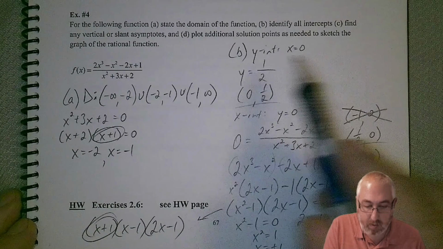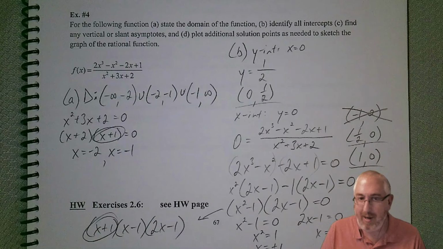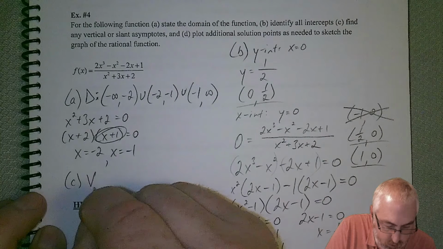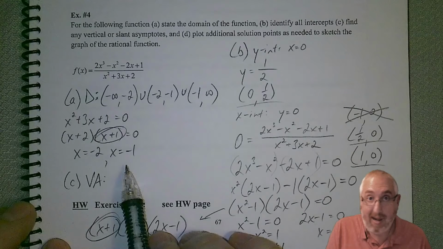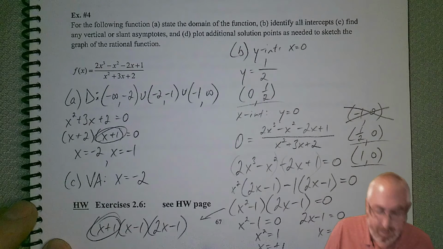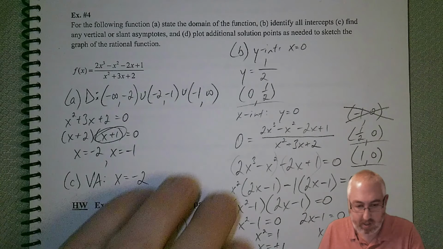Part C is to find those vertical or slant asymptotes. Now, because we have this information about the domain, we can kind of cheat now and identify those vertical asymptotes. We already said that x equal to -1 is no good. So that's gone. So the only possible candidate would be x equal to -2. That's the only vertical asymptote in this case. Now, as far as the slant ones, well, I think I might have some room on the next page. Let's use that.